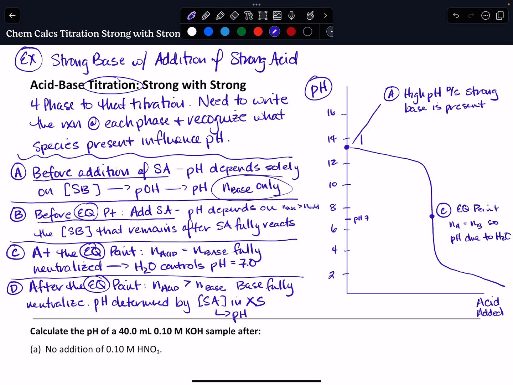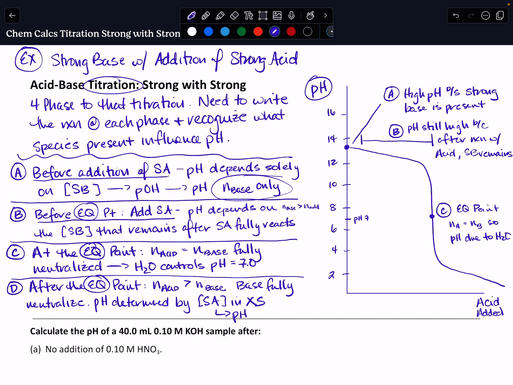Now in between those points, in this area, you can note that the pH is still high because after reaction with the acid, strong base remains. Not as much as we had initially, so that's why you will see a slight decrease in that pH value, but it's still going to be pretty high.